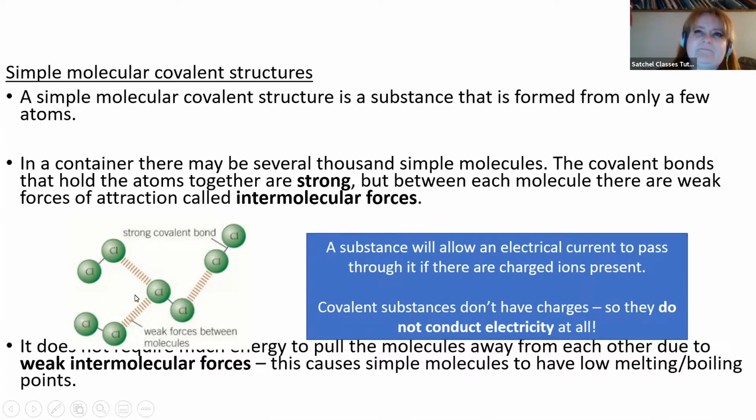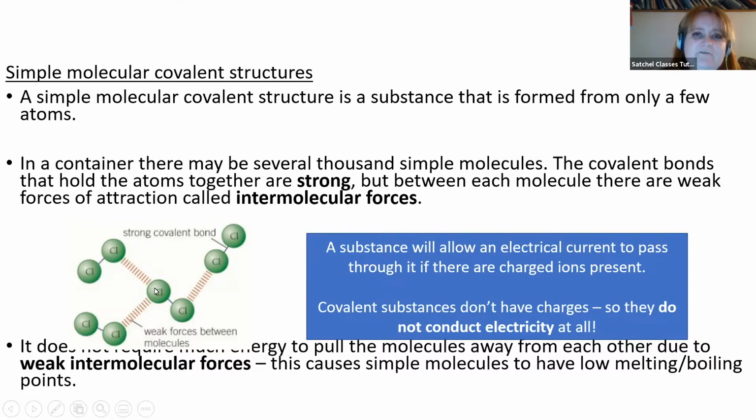Think about water, okay, and think about an ice cube, and think about salt. So obviously water will melt at 0 degrees, okay, and it will be in a liquid state just above 0. Salt, you'll have to really heat that up to melt it. Okay, so the salt is an ionic structure, the water is simple molecular.